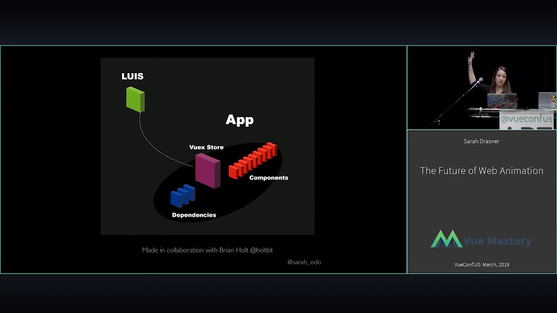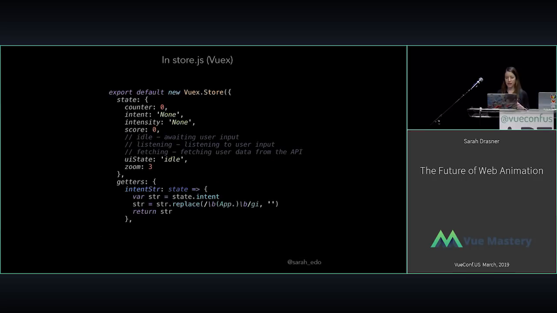So here's a bird's eye view of the application. We're actually speaking out to LUIS from the Vuex store. We have a bunch of components and a few dependencies, including Three.js. In a Vuex store, we're going to use a counter to adjust the visualization, and we'll have placeholders for the intent and intensity. The intent is the kind of emotional thing that I was saying, tipsy or whatever, and the intensity was the more and less.